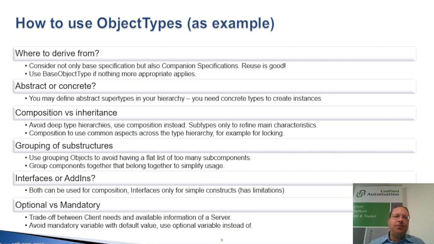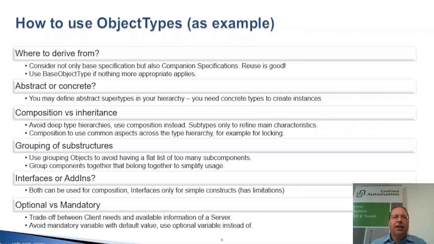There you have to think about where to derive your object type from. Of course, you can look at what types are in the base specification, but you should also consider companion specifications, so reuse is a good thing. You should do it if it makes sense. If there's nothing specific, you just use the base object type.